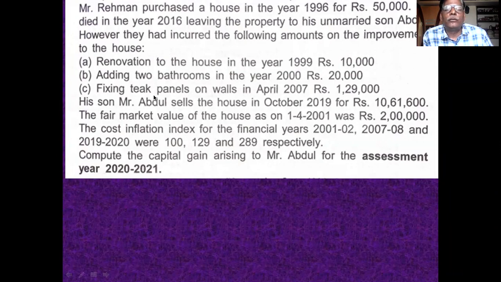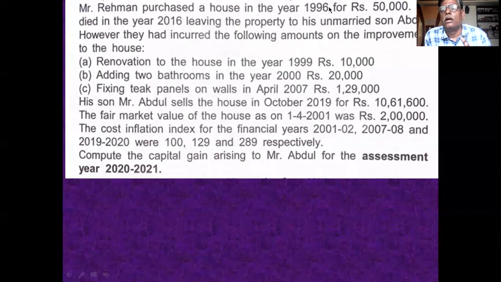The selling expense in the problem is nothing. So this is the full value of consideration and the net consideration. Net consideration and full value of consideration is same. No doubt. Clear? First point clear. Second point clear. Cost of acquisition is 50,096 and fair market value is 2 lakh. So you have to take 2 lakh rupee as full cost of acquisition.